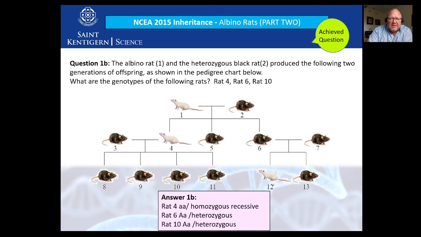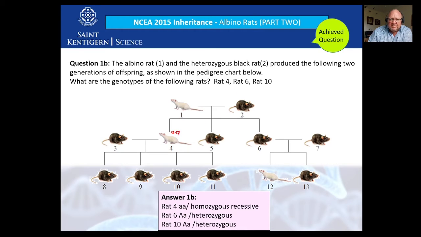So the albino rat won, and the heterozygous black rat produced the following two generations of offspring as shown in the pedigree chart below. What are the genotypes of the following rats? Rat 4, 6, and 10. Rat 4 is white. And if you're white, you have to have little a, because it's the recessive phenotype. Easy peasy.